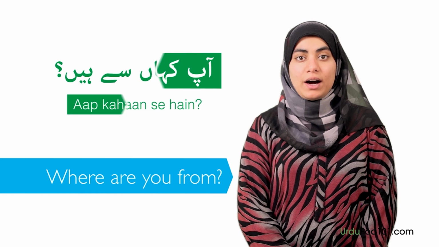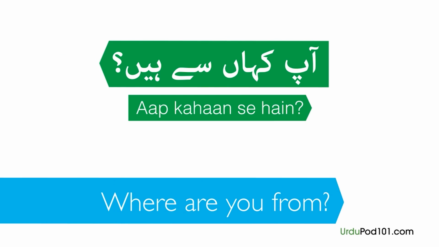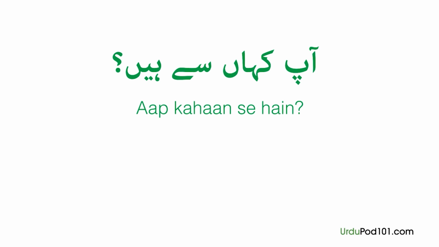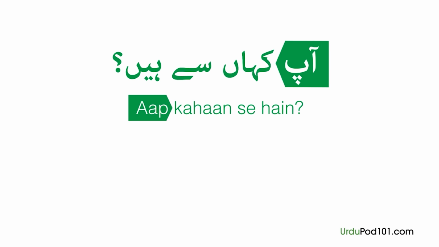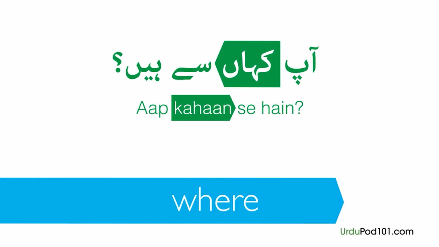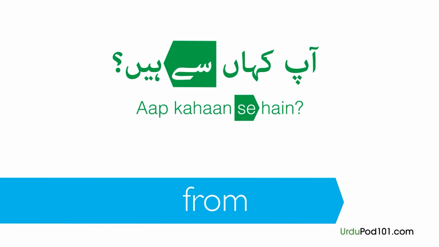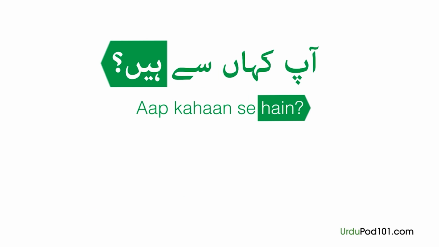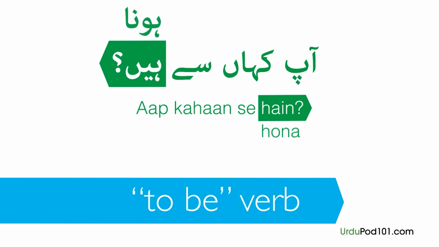Aap kahan se hain? Let's break it down. You should be familiar with aap, the formal word for you. The next word, kahan, is the question word where. Then comes se, meaning from, and finally, hai is the conjugated form of the verb to be, hona, that is used with the pronoun aap.